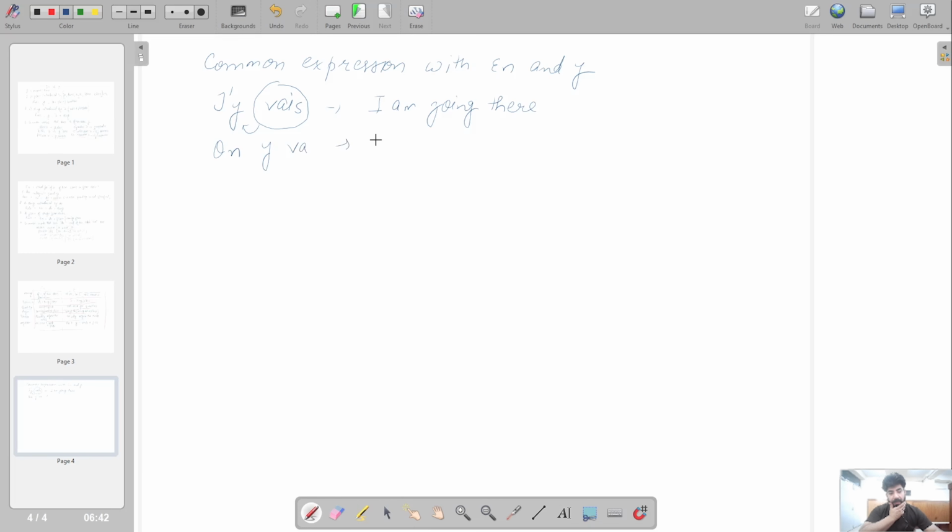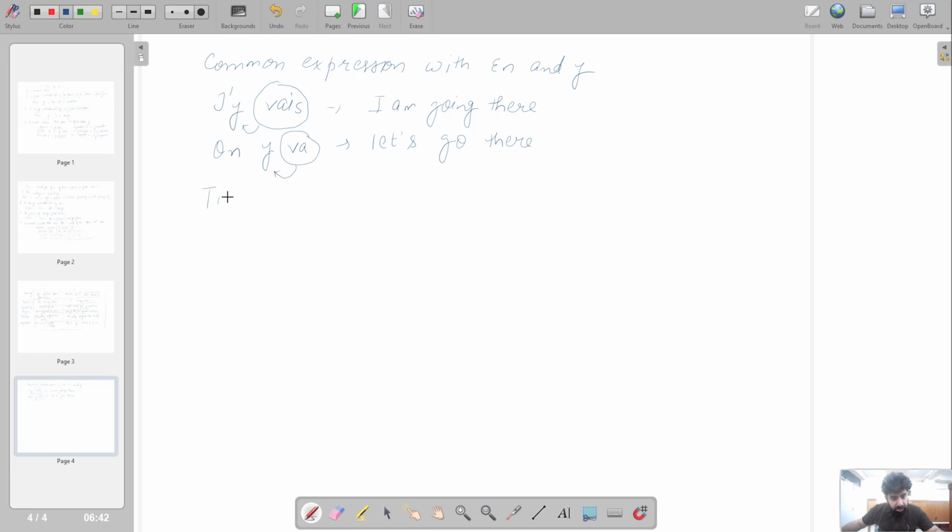Similarly, on y va. Okay. It means let's go there. This is again from the passage itself, and because she's saying let's go there, it is again some place they want to go, and this is used for go. So this is a verb, and before the verb it is coming. Okay.